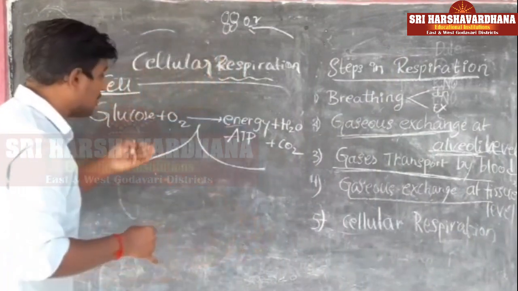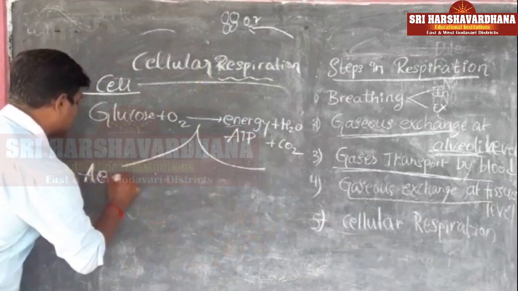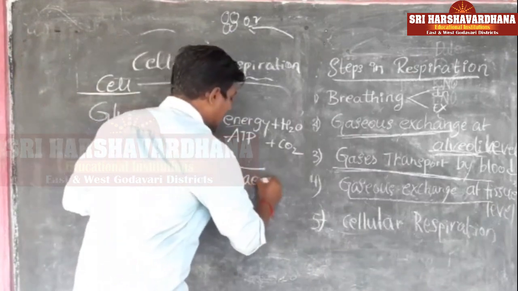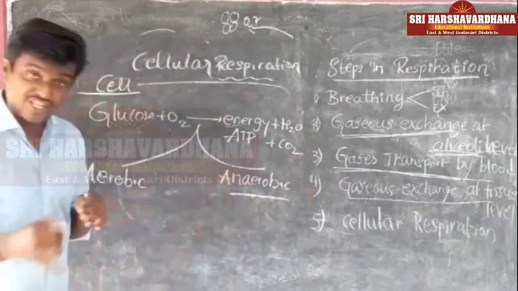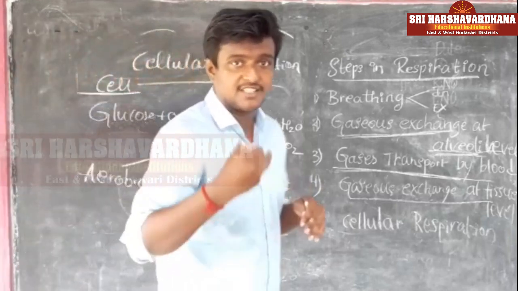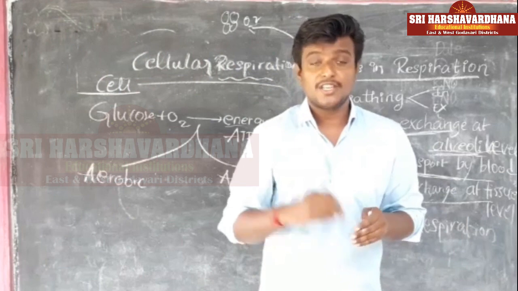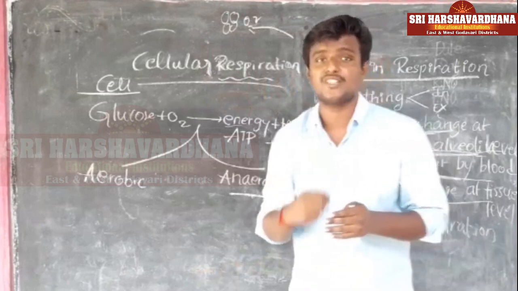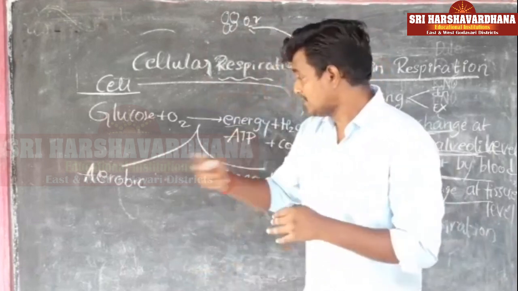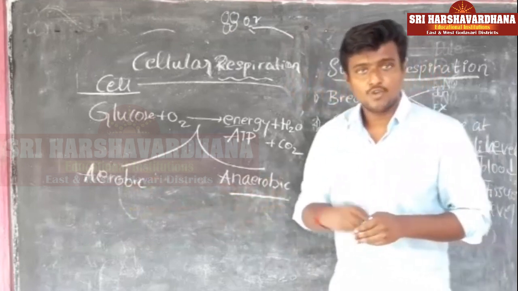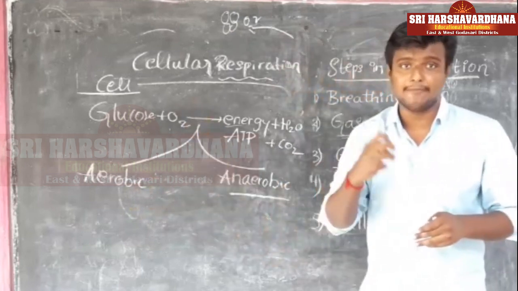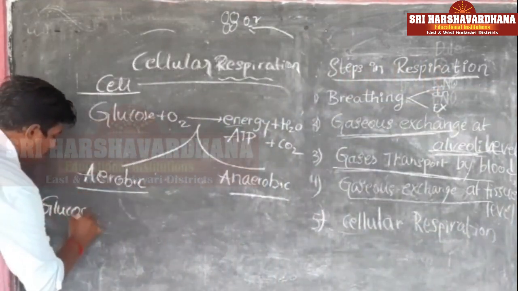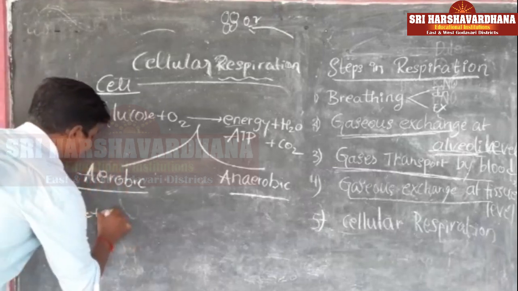So cellular respiration has two types: one is aerobic respiration and the other is anaerobic respiration. We already discussed these two; I am revisiting them so that I don't confuse you. You know what aerobic respiration is and what anaerobic respiration is. For example, aerobic respiration means that glucose reacts with oxygen.